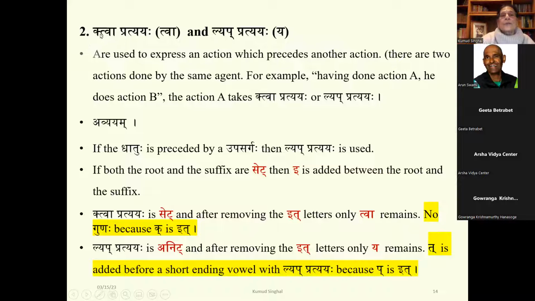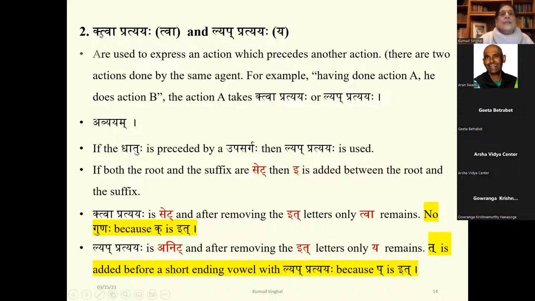Now, I mentioned before that the it letters have certain rules. If the pratyaya has a kit, like ka as an it, then no guna takes place. There are many, many rules, so I just want to mention a couple of them. So in katwa, no guna will take place.